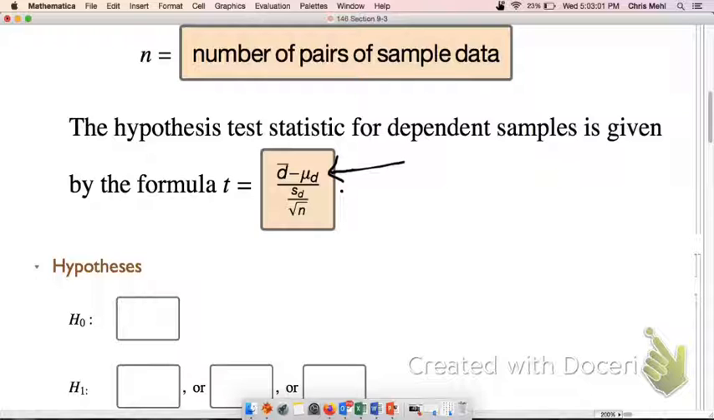If you look back at the one sample test of means and look at the test statistic formula there, it's essentially the same formula. It's just that the notation has changed to fit the context of this particular problem.